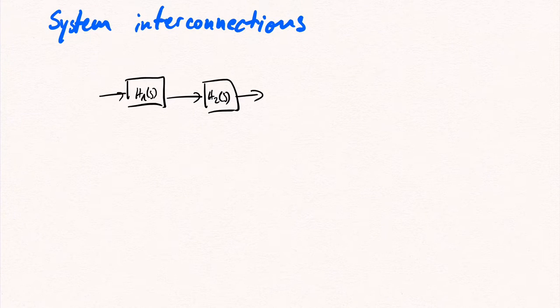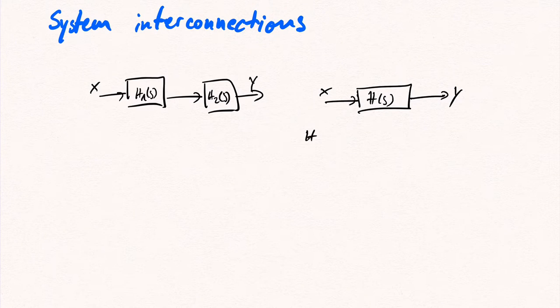We want to replace these two systems in series by one system h of s, which takes as an input the signal x and produces as an output the signal y. Then we see that h of s is equal to h1 of s times h2 of s. This is due to the fact that in the time domain the impulse responses of system 1 and system 2 would have to be convolved to yield the impulse response of the new system. Since a convolution in the time domain is a multiplication in the frequency domain, h of s is simply h1 of s times h2 of s.